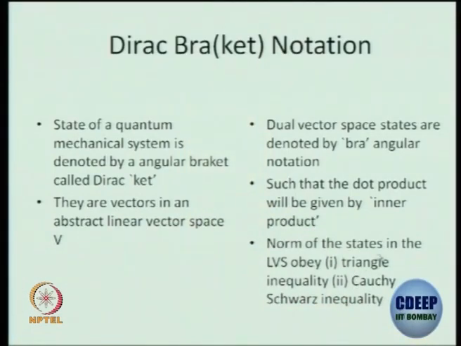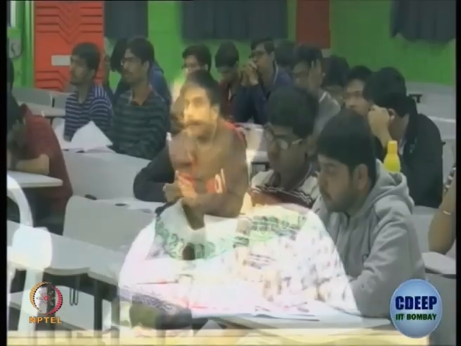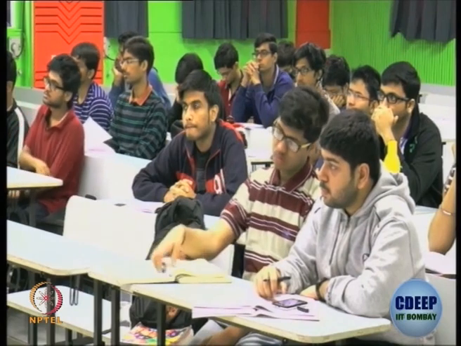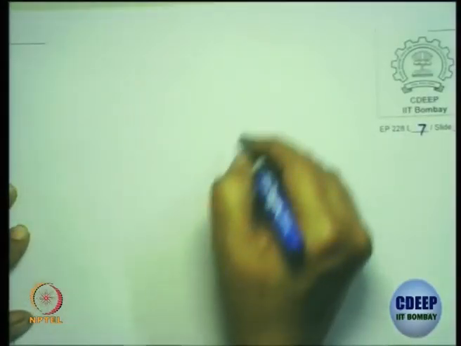Today what I will confine myself to is to prove the triangle inequality, which you are familiar with in linear vector space language, and the Cauchy-Schwarz inequality. So, what is the Cauchy-Schwarz inequality and the triangle inequality in this language? If you take the norm of psi plus phi, you can write a triangle.